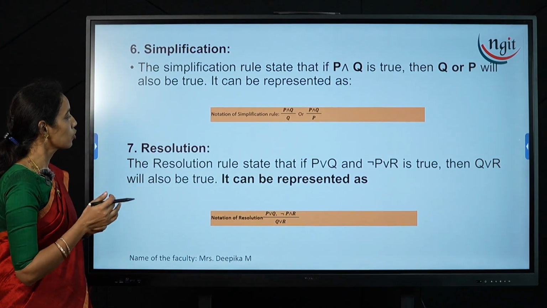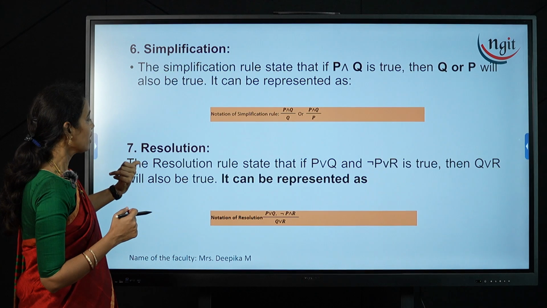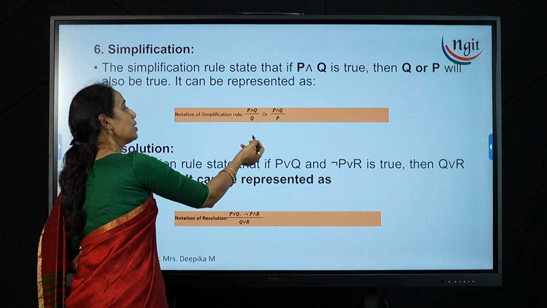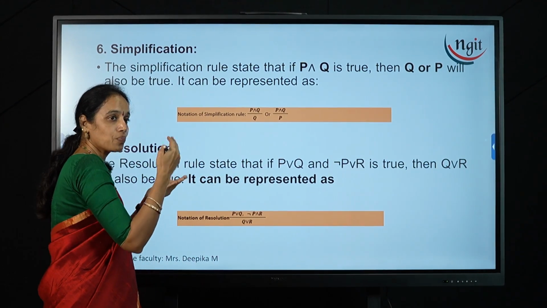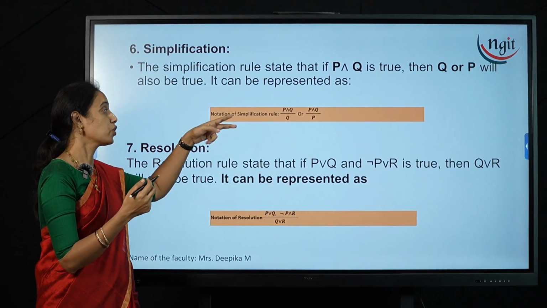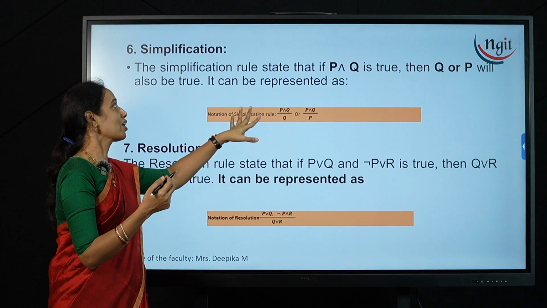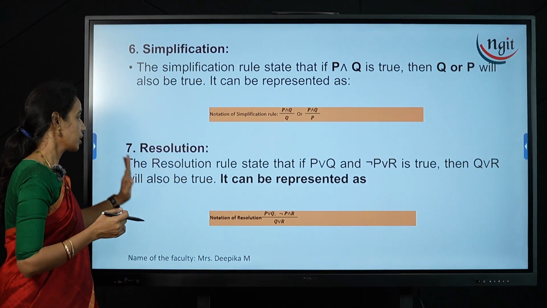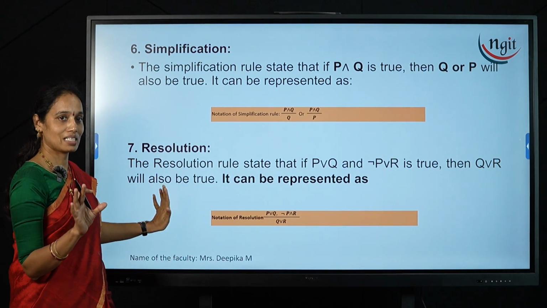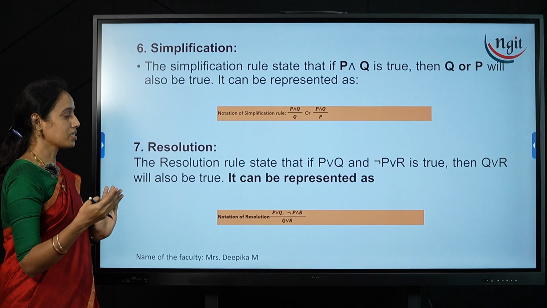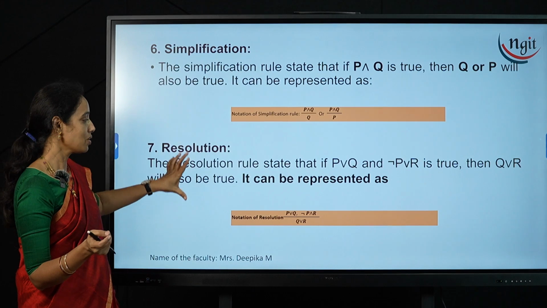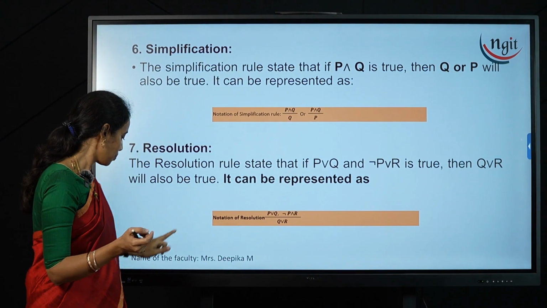Along with this, there are two more, simplification and resolution. Simplification is that P and Q can be written as Q or P. When in the derivation process we come across P and Q, it can be written as either P or Q. That is called simplification. Coming to resolution, I don't want to discuss it here. With one example I will make clear what the resolution facts are and how we derive conclusions from resolution. For now, just remember this formula.